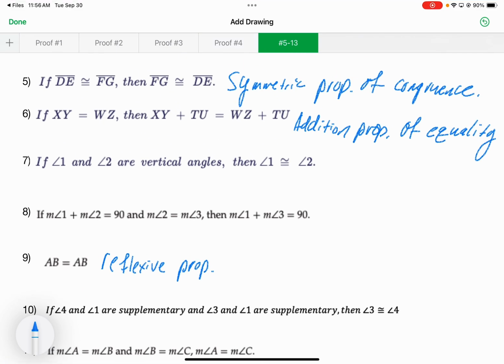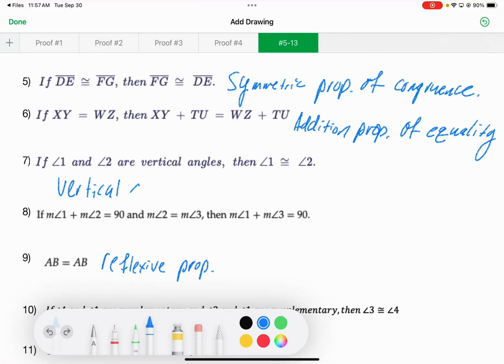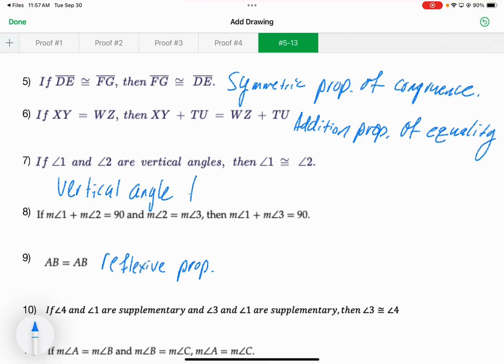If 1 and 2 are vertical angles, then angle 1 is congruent to angle 2. What is that? Definition of vertical angles. No. Angle theory. Yes. The theorem is what tells you that they are congruent to each other. You missed a half point on the quiz if you said definition of vertical angles for something like this. Vertical angle theorem.